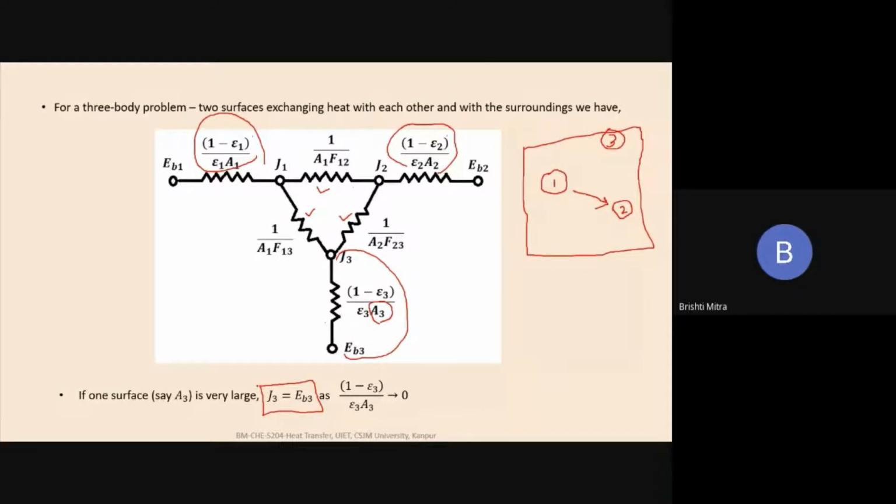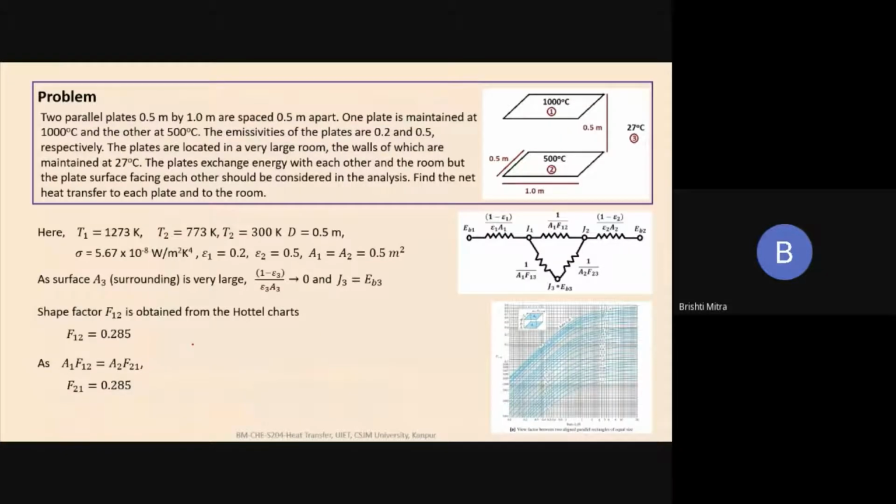So this is what is practically seen as the most common situation. But this general expression or figure that I've drawn is for a three-body problem, where there is heat exchange between three reasonably sized bodies. So in order to understand this in terms of this electrical analog, let us do a simple problem. Let us see what we have in this problem.